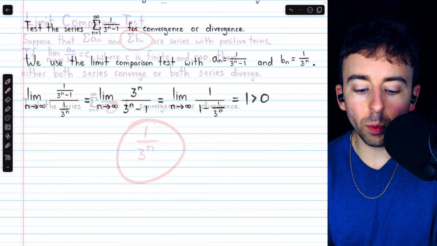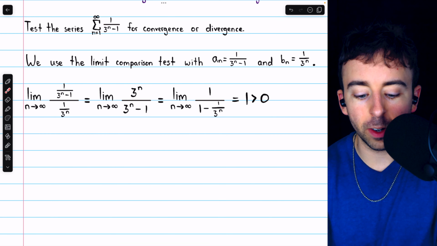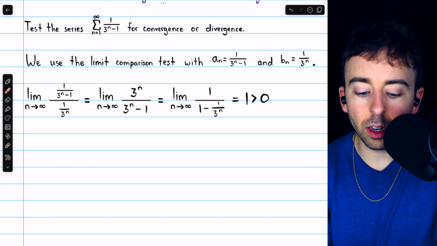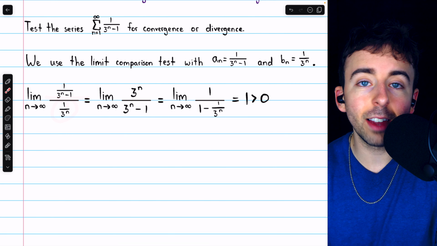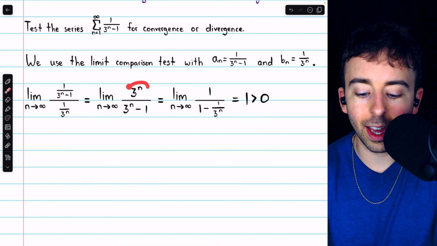So we look at the limit as n goes to infinity of terms of our original series divided by terms of this comparison series. Dividing by 1 over 3 to the n is the same as multiplying by 3 to the n over 1. So this is equal to this.